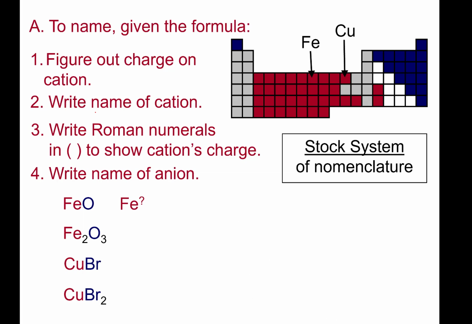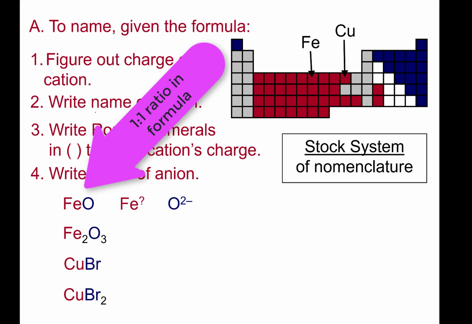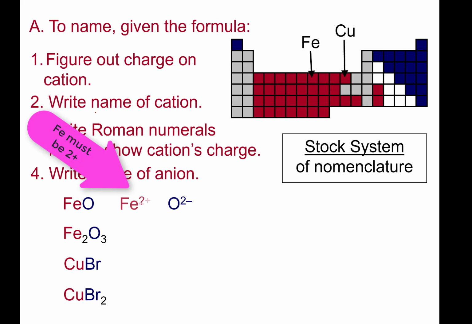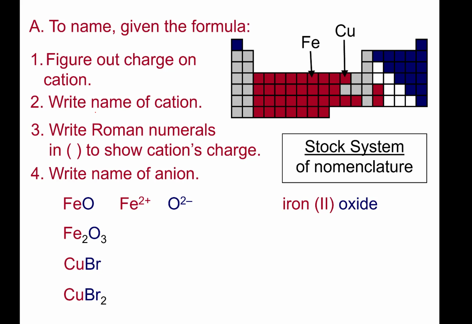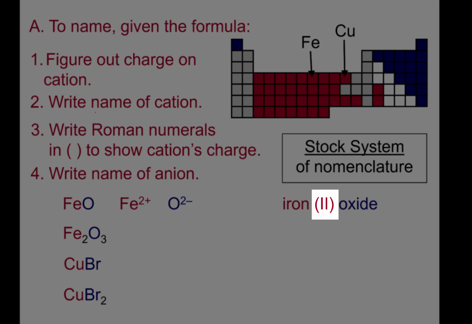we don't know the charge of iron, but we do know that oxygen, when it forms an ion, has a charge of 2-. So if it's a 1-to-1 ratio of iron to oxygen, that must mean that iron has a 2+ charge because that makes it neutral. So then the name becomes iron(II) oxide. Notice it's a Roman numeral. We want to have Roman numerals in our parentheses.